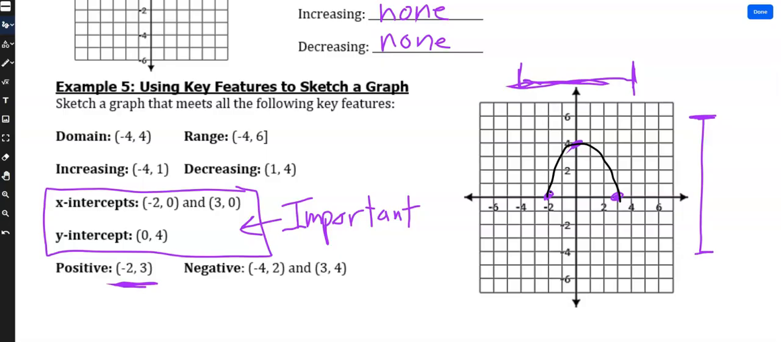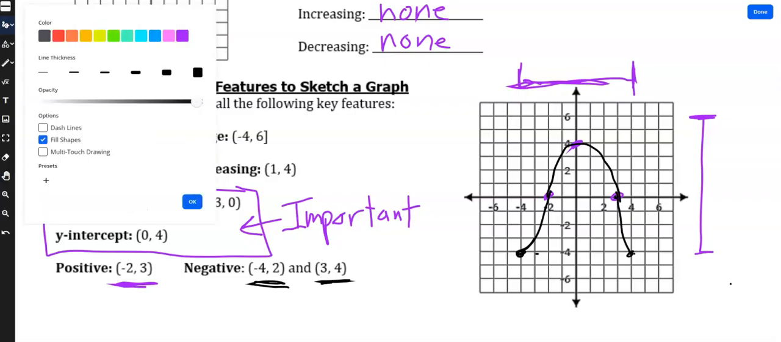So from -4 to 2, it is negative. And we know it has to start out down here. So I'm going to start down here, come up. And from 3 to 4, it is also negative. And we know it stops at 4, 6.